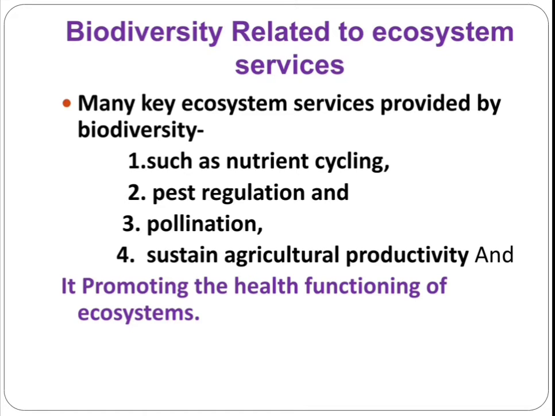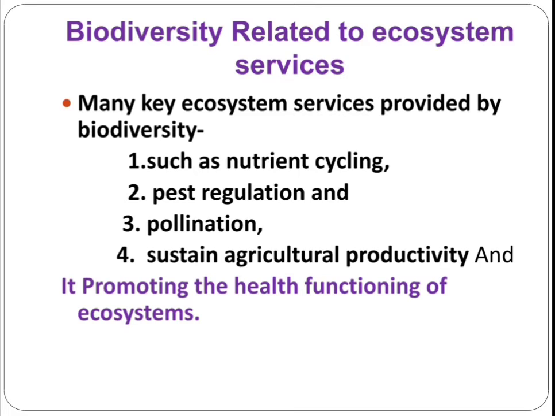Biodiversity is related to ecosystem services because biodiversity maintains the different ecosystems. There are many key ecosystem services provided by biodiversity. The first is nutrient cycling: the nutrient cycle is required from autotrophic individuals up to the topmost carnivores or consumers. Then pest regulation, because diseases and hazardous impacts are caused by the different organisms present in an ecosystem, and they also damage ecosystem services and biodiversity. Then pollination: normal pollination also gives food in the form of particular plants or reservoirs.